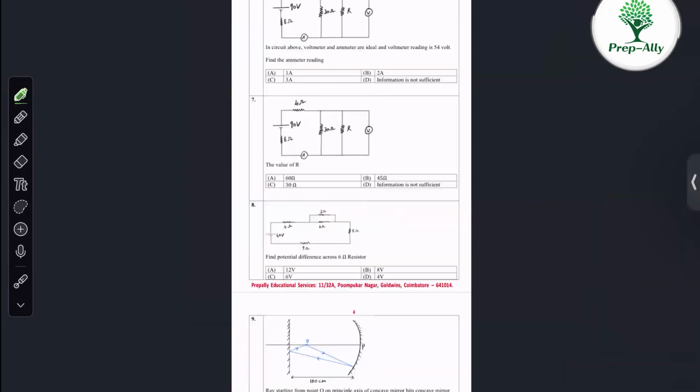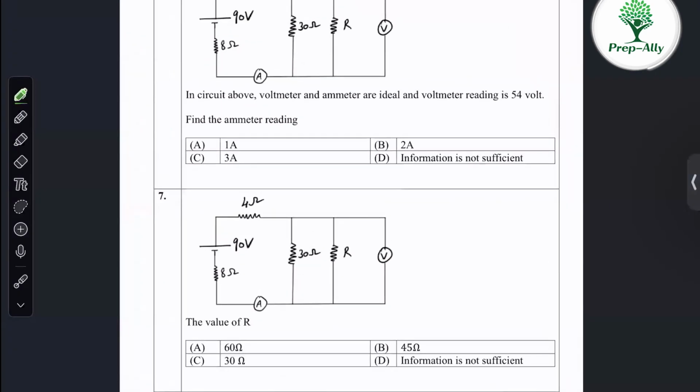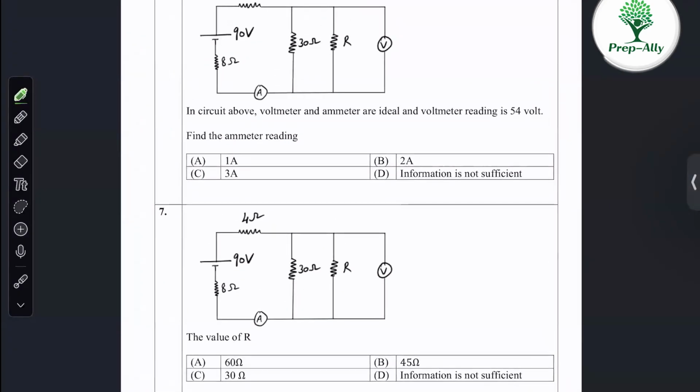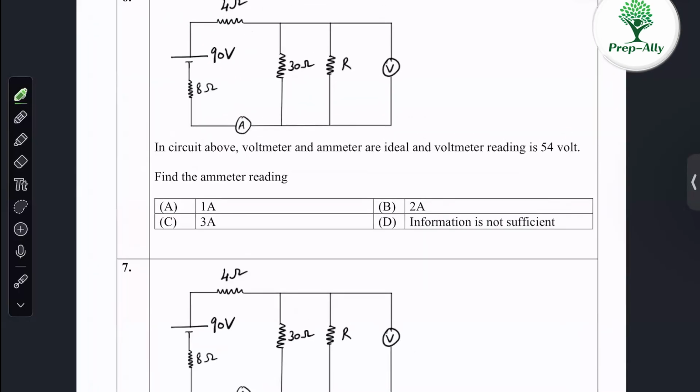And next is, again, 6 and 7 are comprehensions. In question number 6, they are saying the voltmeter reading is 54 volt. So now this circuit, they have given the reading of the voltmeter as 54 volt.